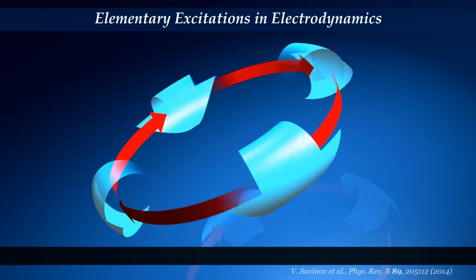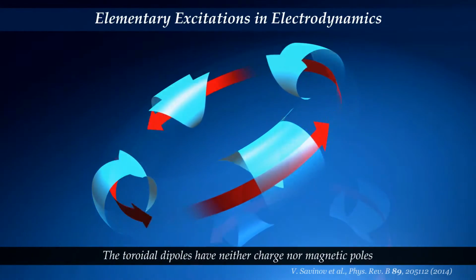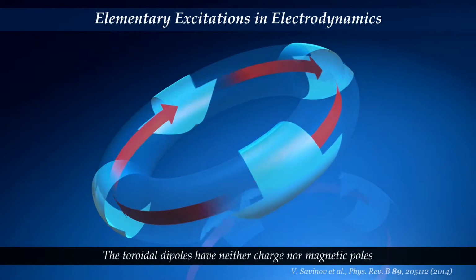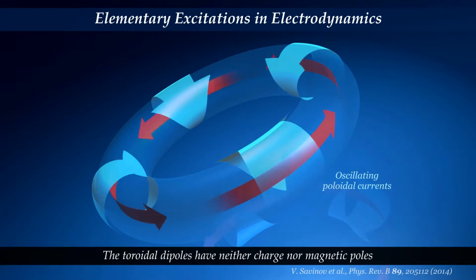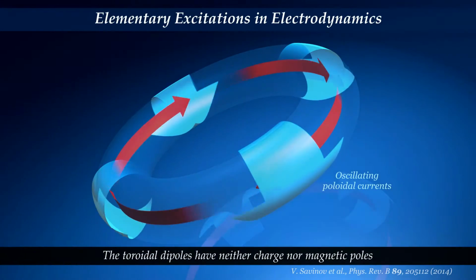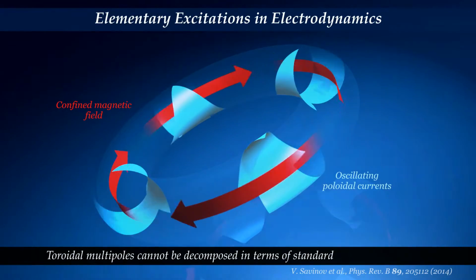The most junior member of this family, toroidal dipole, is produced by currents oscillating on the surface of an imaginary torus along its meridians, or equivalently by a magnetic field circulating within the tube of the torus. Such excitation cannot be decomposed in terms of the standard multipole expansion.